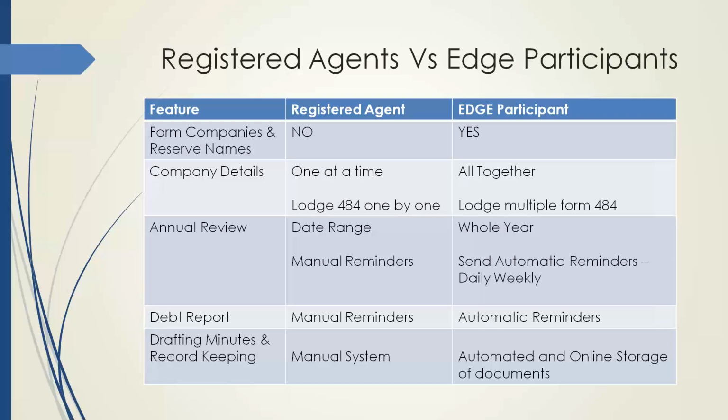And let me explain what I mean by multiple Form 484. So let's say, for example, you have a director who's changing addresses. Now, if he has 20 companies as a registered agent, you will have to prepare 484 forms 20 times. And after you prepare each and every form, you'll have to send it to your client to sign them. And then once he signs them, you will be able to lodge one by one all of those forms. But as an Edge participant, you are able to lodge for multiple companies on one Form 484, because the system automatically generates these forms for different companies. So it really helps and quickens and saves a lot of time. As far as the annual review is concerned, ASIC keeps on changing the date range, but basically it's a manual reminder.